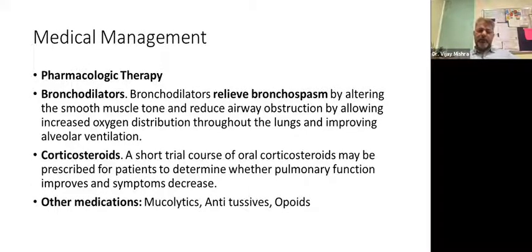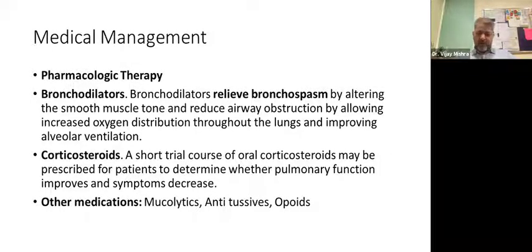The most common thing that is used in COPD patients is bronchodilators, to relieve the bronchospasm and reduce the airway obstruction, thus allowing more air to get evenly into the lung spaces and improving alveolar ventilation. So we all know we use Asthalin, Ipratropium, Duolin, all these bronchodilators, Foracort, LABA, SABA, all these you must have heard. These are the bronchodilators which relieve the bronchospasm.